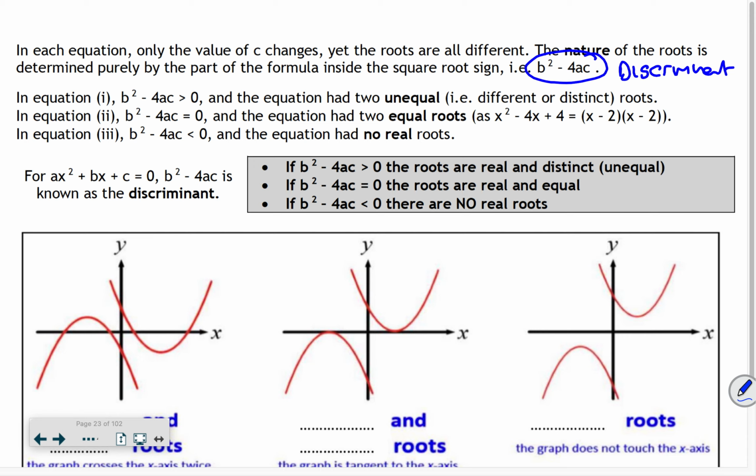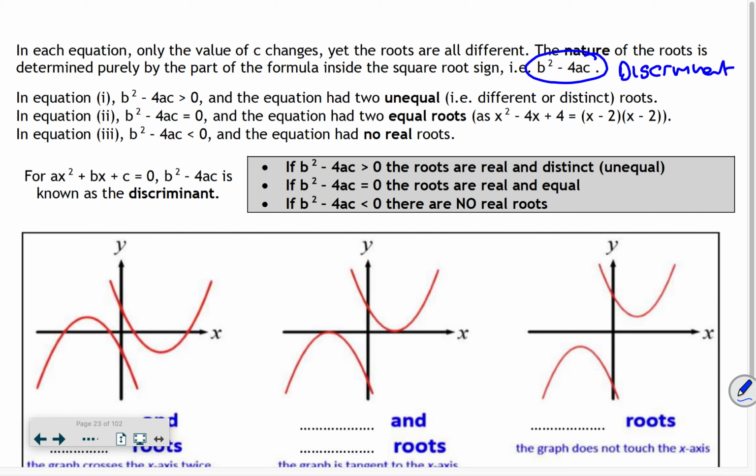Okay? And here's some facts that I want you to remember. If the value of the discriminant is bigger than 0, so if that bit underneath the square root is bigger than 0, then we say that we have two unequal roots, either different or distinct roots. Okay?